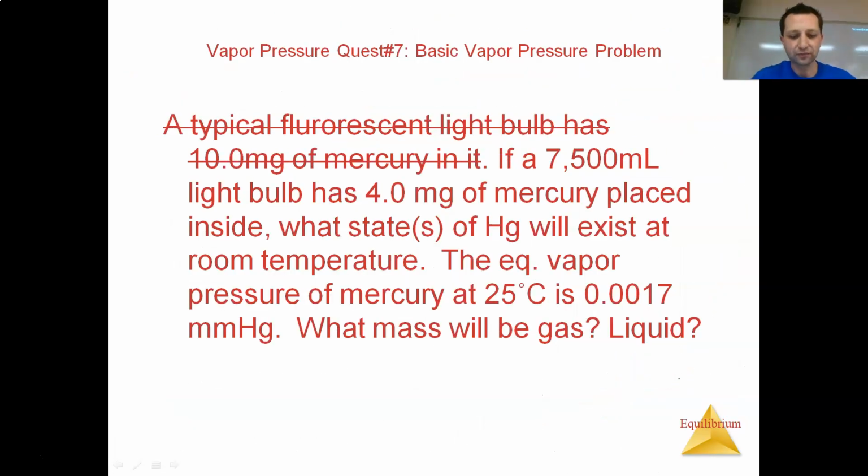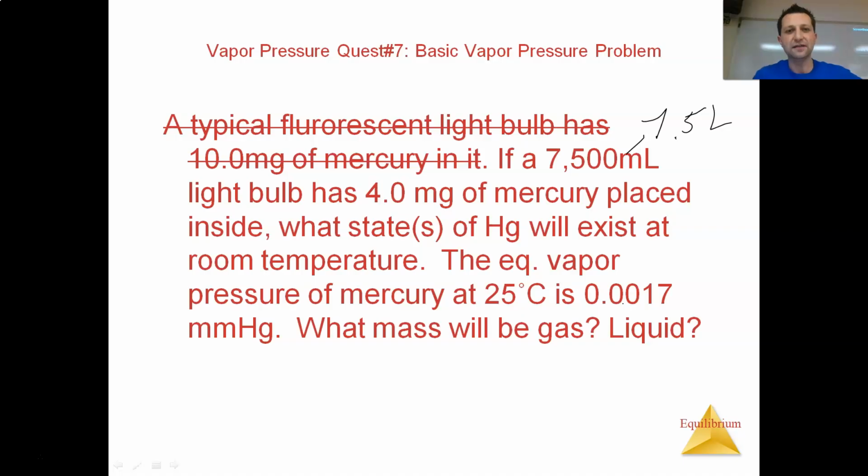Okay, next one. A typical fluorescent light bulb has 10 milligrams of mercury in it. A 7,500 milliliter or 7.5 liter light bulb has 4 milligrams of mercury inside. What states of mercury will exist at room temperature? The equilibrium vapor pressure of mercury at 25 Celsius, which is room temperature, is 0.0017 millimeters of mercury. What mass will be gas? What mass will be liquid?